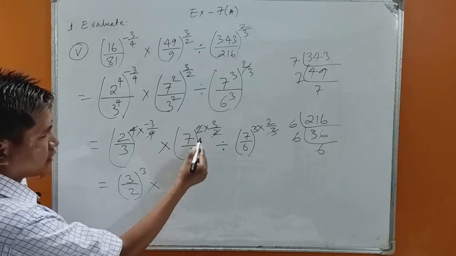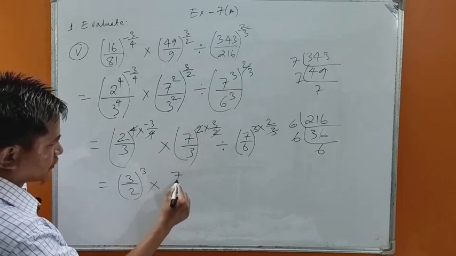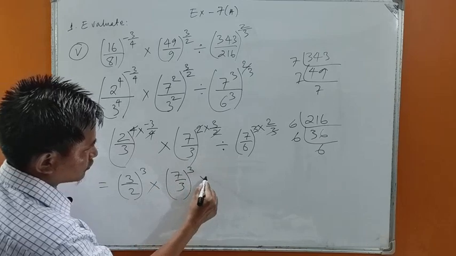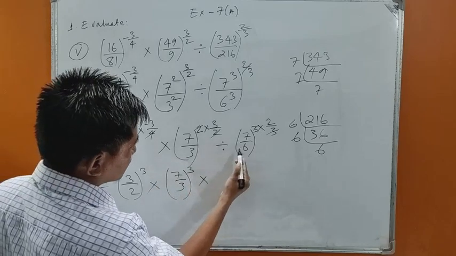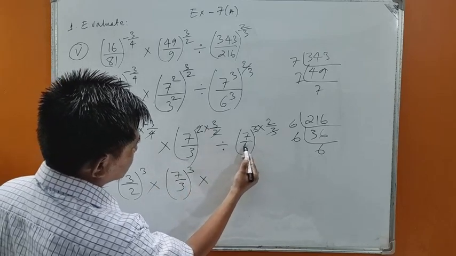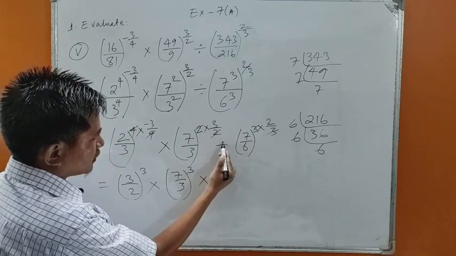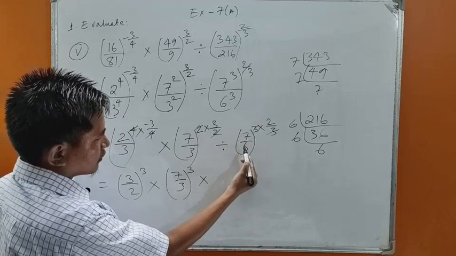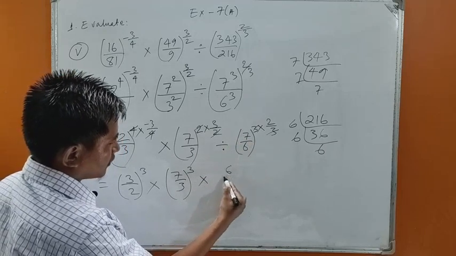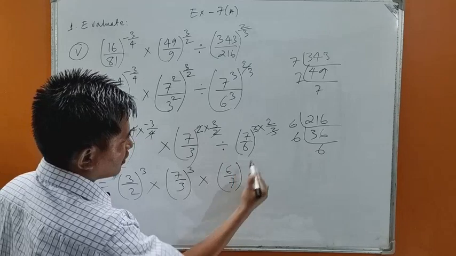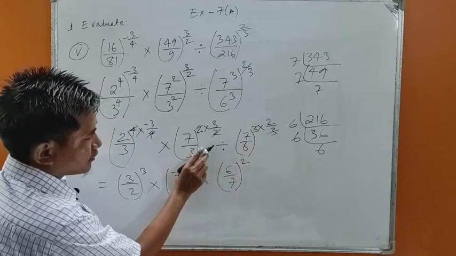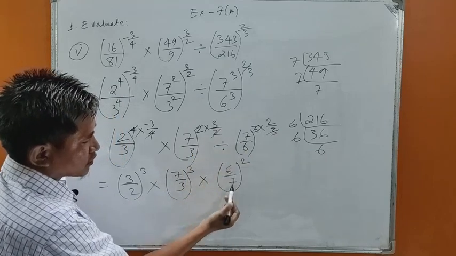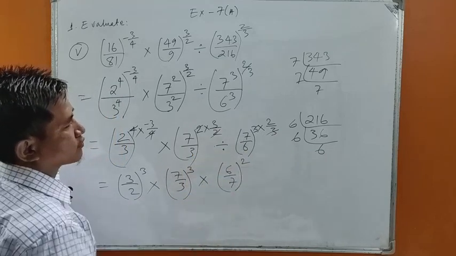Now 7 upon 3 whole cubed, into, okay, which number is this? 6, isn't it? This divide can be written as into. Now this 6 goes to the numerator, 7 comes down to the denominator. 6 upon 7 whole squared. Divide, you change the sign into multiplication. Now this 7 upon 6 becomes 6 upon 7 whole squared, okay?